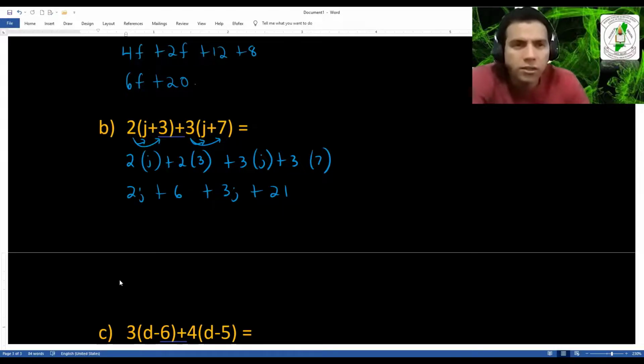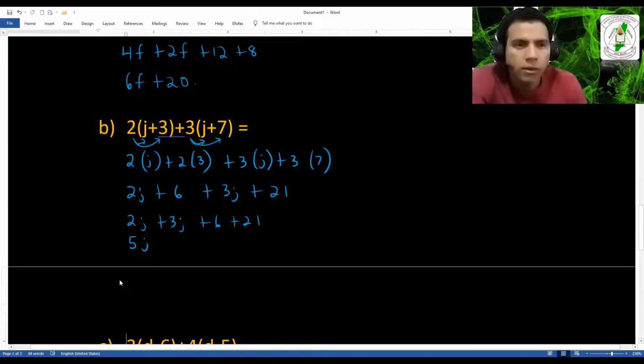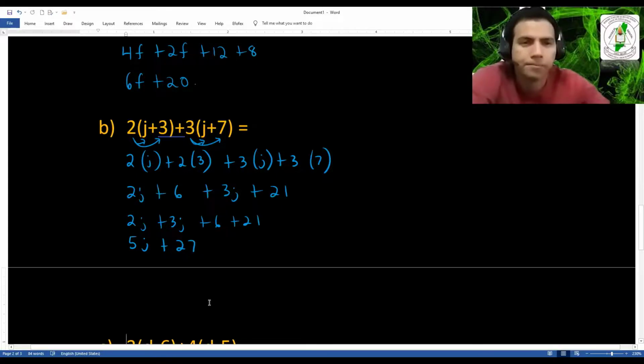So let us arrange the like terms. Let's find all the j's. So 2j plus 3j plus 6 plus 21. So 2j plus 3j, that is 5j, plus 6 plus 21, that's plus 27. Like terms, add and keep the sign. So the answer is 5j plus 27.